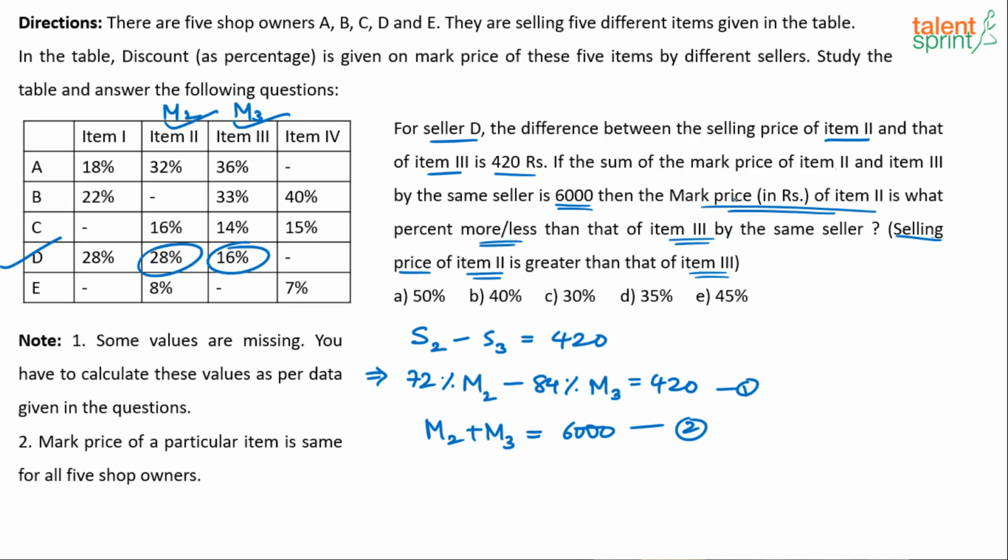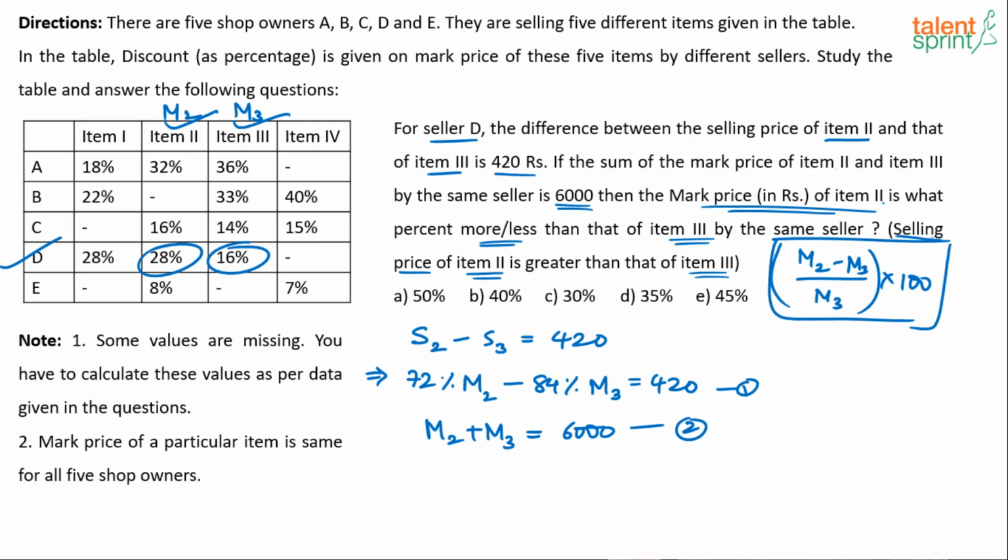You know X is what percentage more or less than Y, right? X minus Y by Y into 100. So mark price of 2 is what percentage more or less than 3? Mark price of 2 minus mark price of 3 divided by mark price of 3 into 100. That's the final answer. M2 minus M3 by M3 into 100. How do we get M2 and M3? From these 2 equations. Very simple.